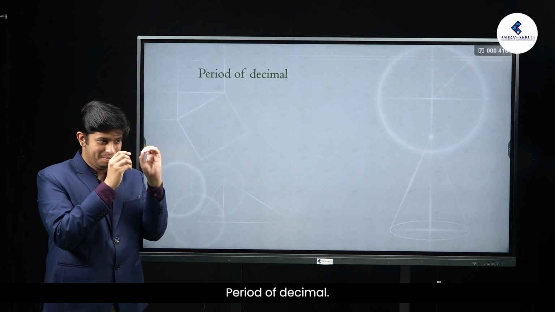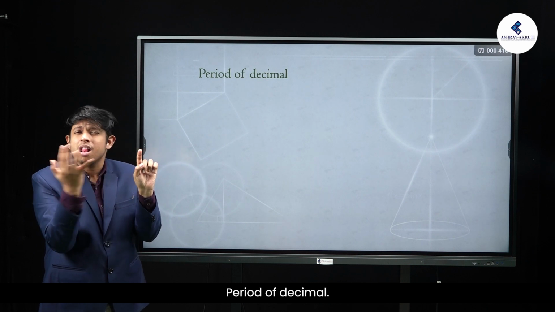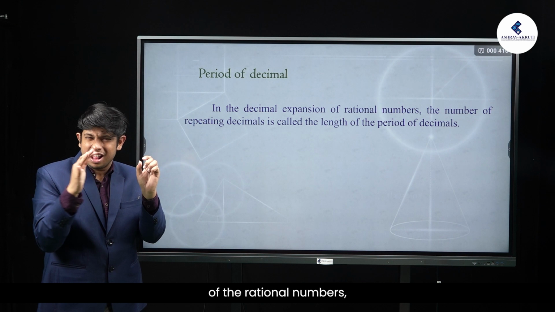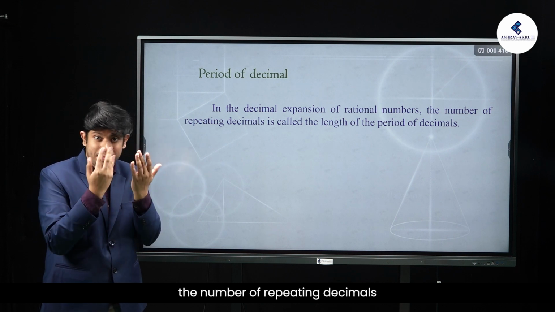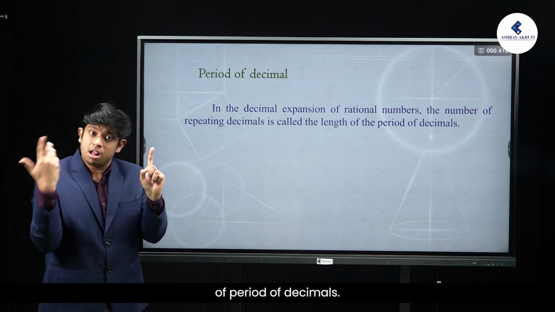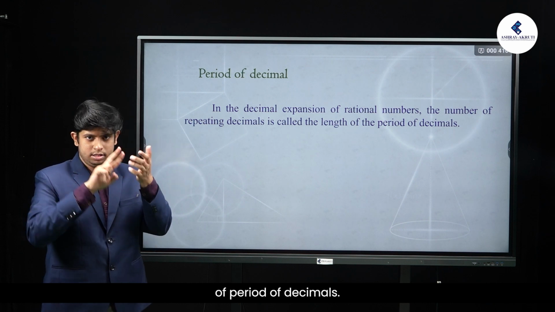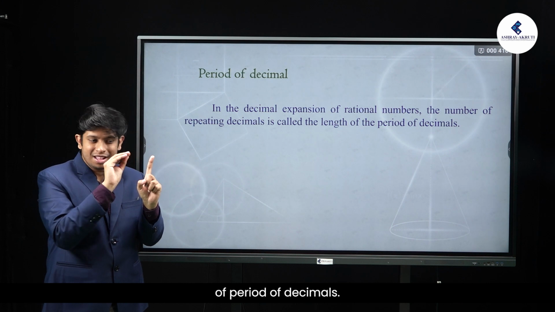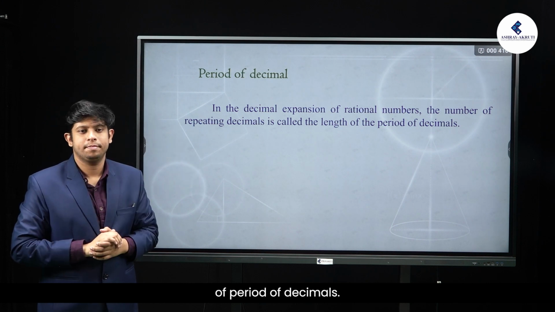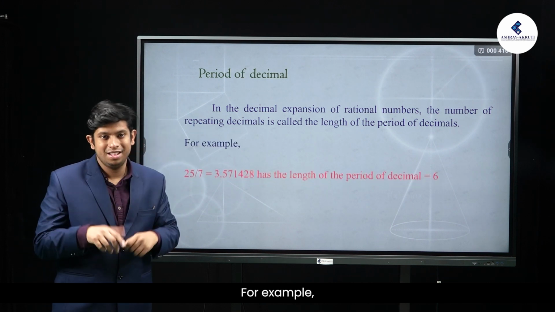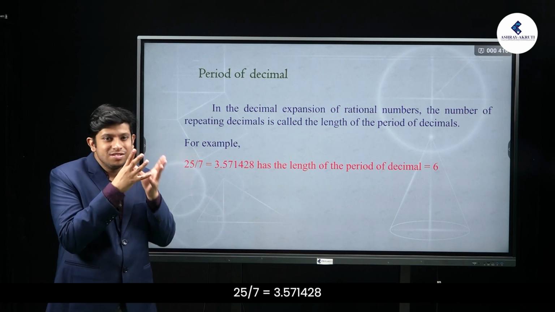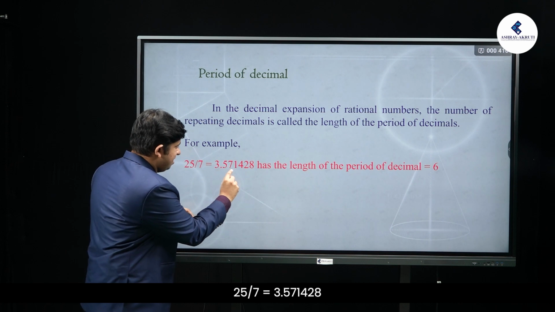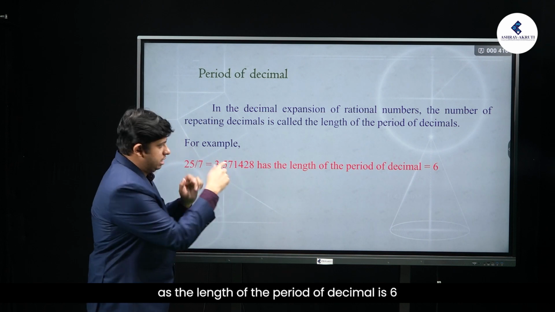Period of decimal. In the decimal expansion of the rational numbers, the number of repeating decimals is called the length of period of decimals. For example, 25 by 7 is equal to 3.571428 bar, as the length of the period of decimal is 6.